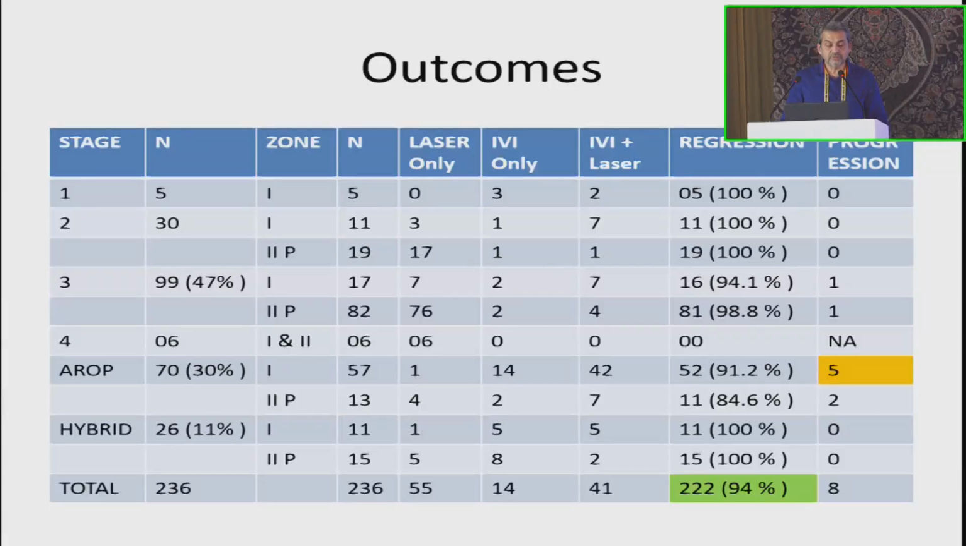These are the outcomes of zone 1 and 2 posterior disease. In most of the subgroups we have been able to achieve regression in 100% of the babies. However, in AP-ROP in zone 1, which is the most aggressive form of ROP, 5 babies had progression and had to be referred, and 1 each in stage 3, zone 1 and 2P had to be referred. In stage 4, all 6 babies were just lasered in order to prepare them for surgery, and they were referred to a higher center for surgery. However, this study also shows that if your screening and treatment is adequate, a very small number of babies really reach stage 4.